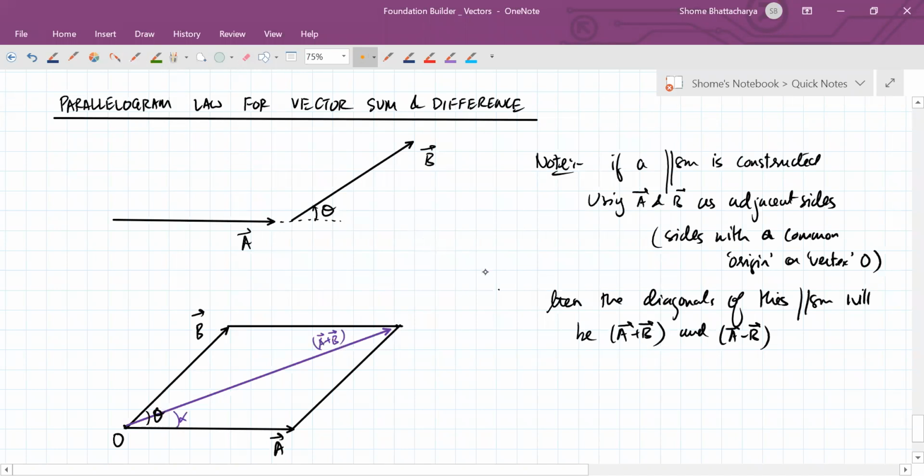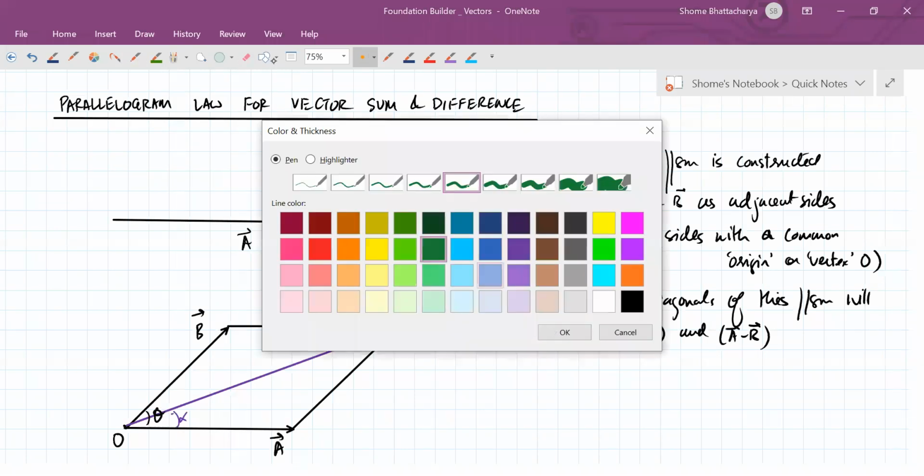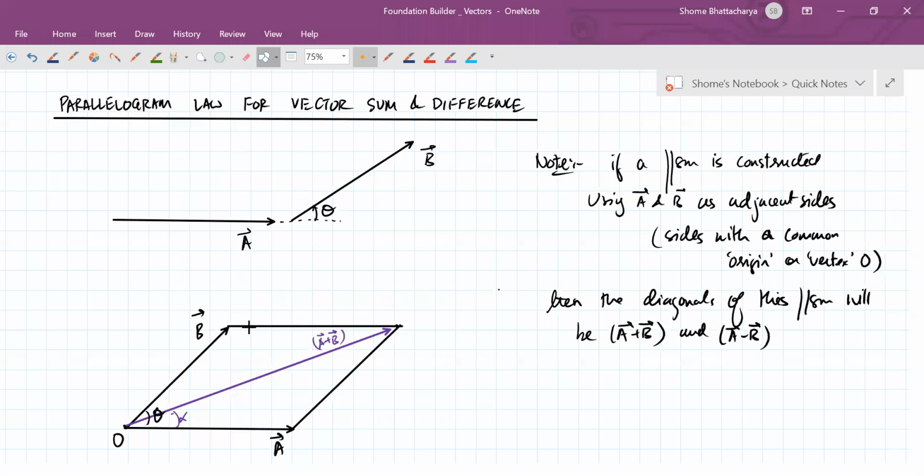Whereas we draw another diagonal which is from one vector's head to the other vector's head. So for example, if we draw from B's head to A's head, then that vector will now represent the difference of the two. It will be A minus B. And this angle here will be beta.